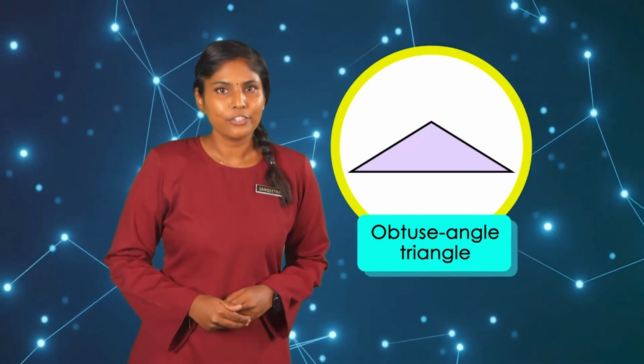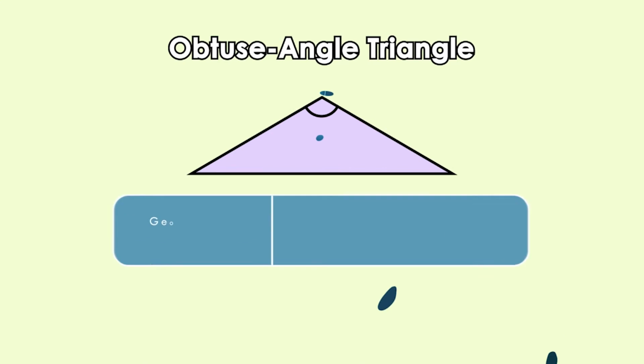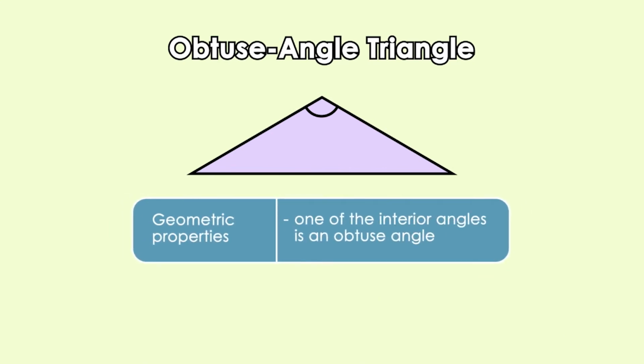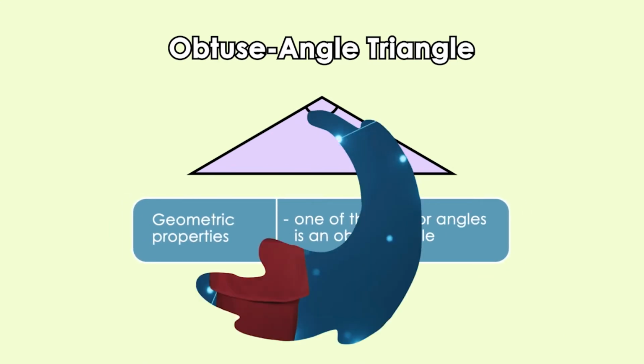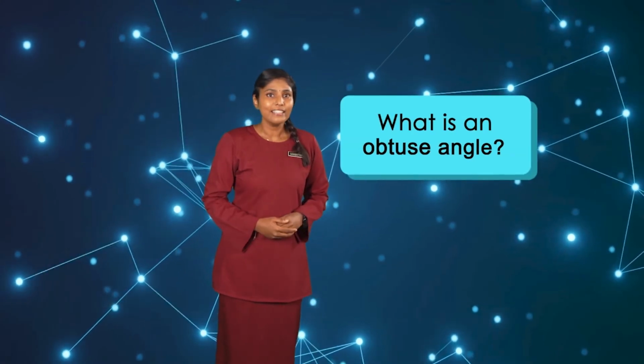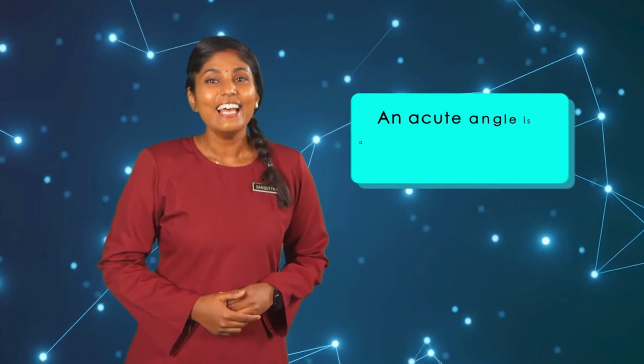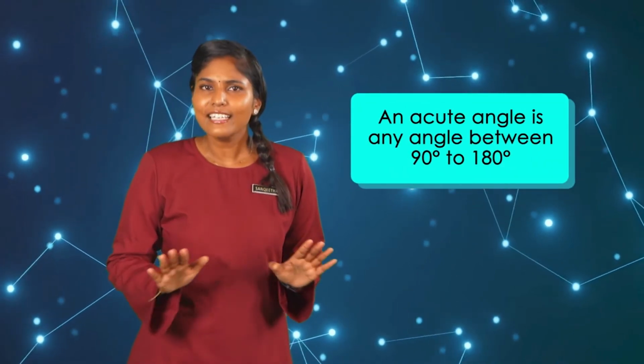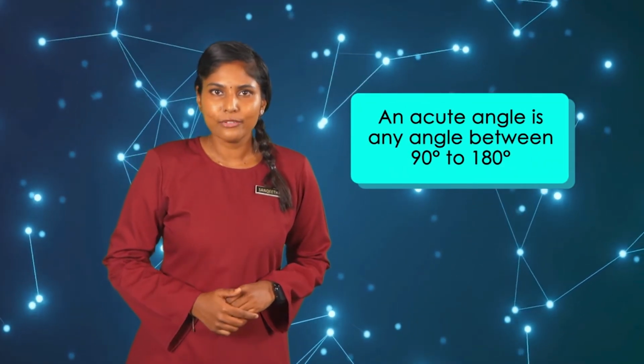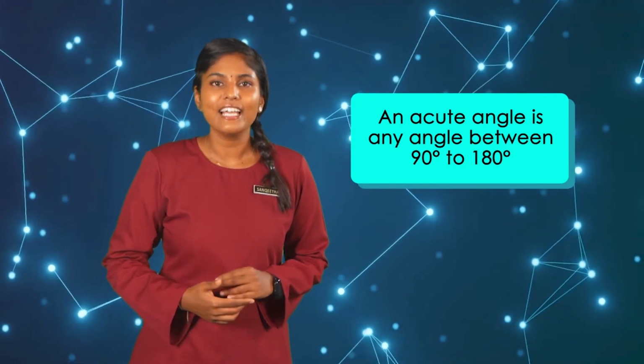Moving on, we have the obtuse angled triangle, where one of the interior angles is an obtuse angle. Do you know what is an obtuse angle? Yes, indeed! An obtuse angle is any angle between 90 degrees to 180 degrees.